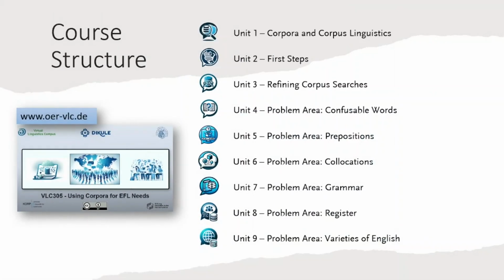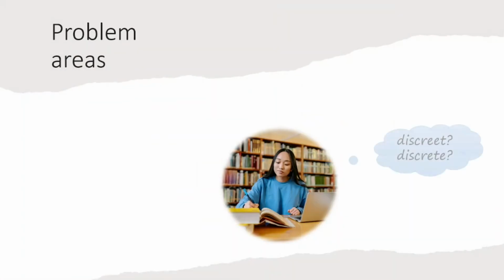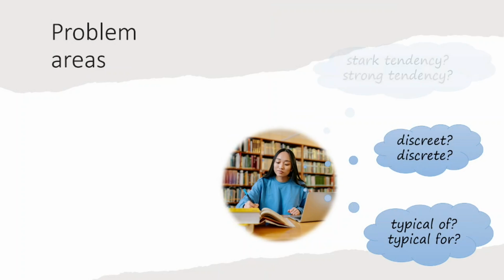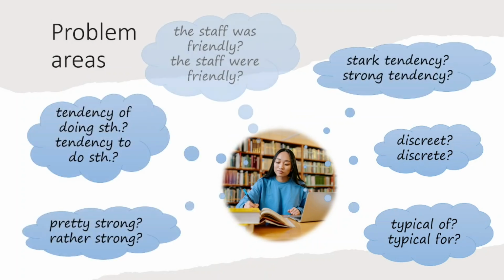Mastering the search interface will only take 3 to 4 hours, but what other introductions to EnglishCorpora.org do not offer is our unique set of training materials that help you tackle typical learner problems and develop the necessary routines using a corpus as a quick and easy reference tool. You will cover problem areas such as confusable words, the choice of prepositions, the use of collocations, grammar problems, formal and informal language, and differences between British and American English.